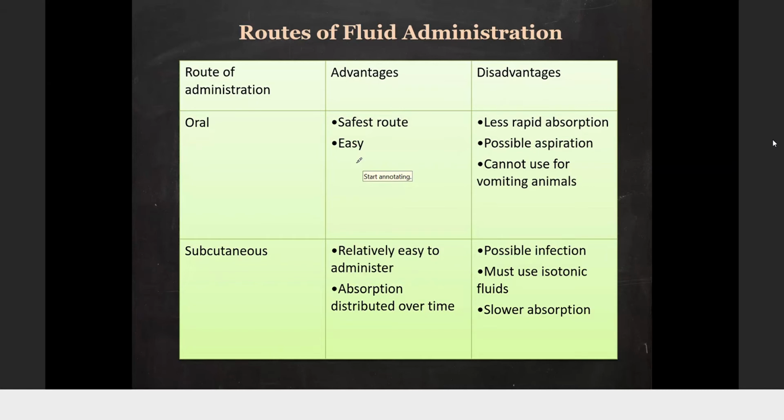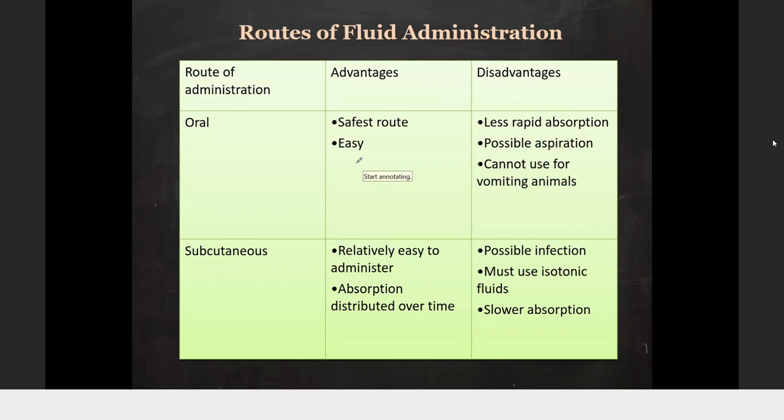Okay, the disadvantage of using oral is less rapid absorption. Also, if you force the animal to take fluids orally and the animal is quite weak, it can lead to possible aspiration, going to the lungs, and the animal can suffer from aspiration pneumonia. You know what's pneumonia? Inflammation of the lungs. And also, oral cannot be used in vomiting animals, because there is a tendency for the animal to vomit the fluids back; the chances are quite high.